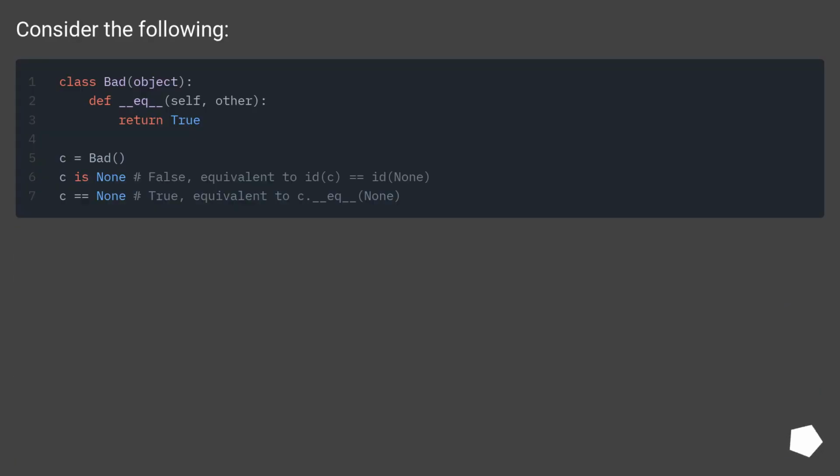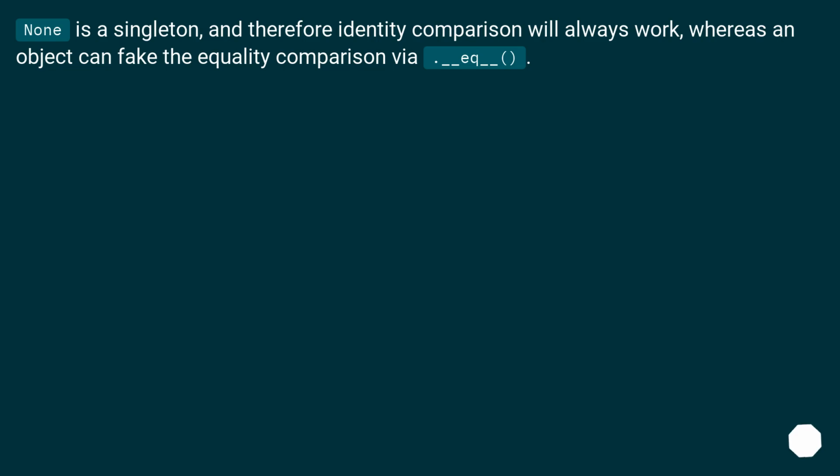Consider the following. None is a singleton, and therefore identity comparison will always work, whereas an object can fake the equality comparison via .__eq__.